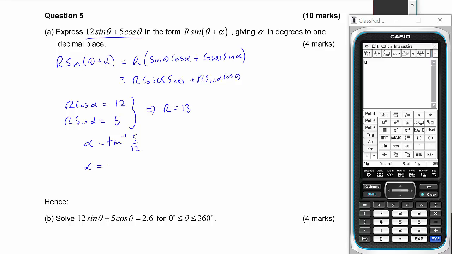And we want it in degrees to 1 decimal place. So my calculator is in degrees, that's all good. So inverse tan of 5 over 12. So that's 22.6 degrees. So that's what we need. It's going to be 13 sine (theta plus 22.6 degrees).